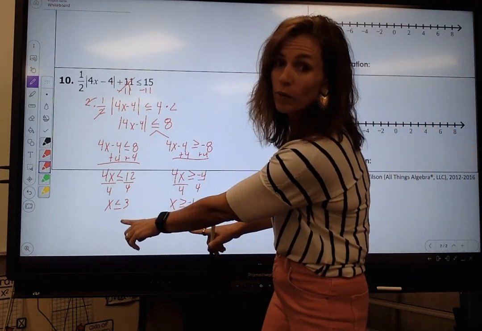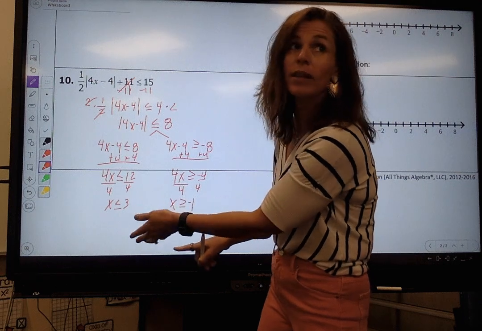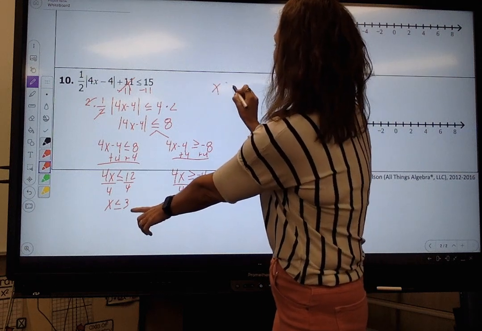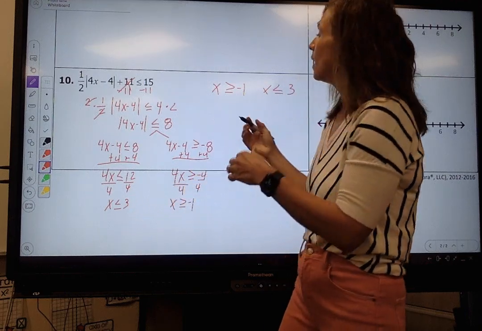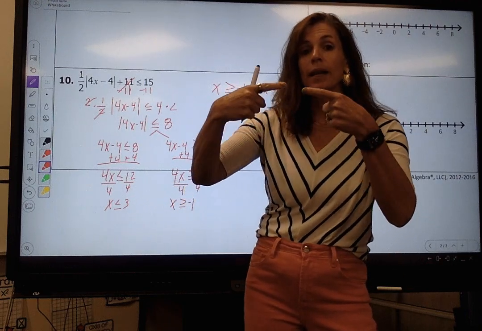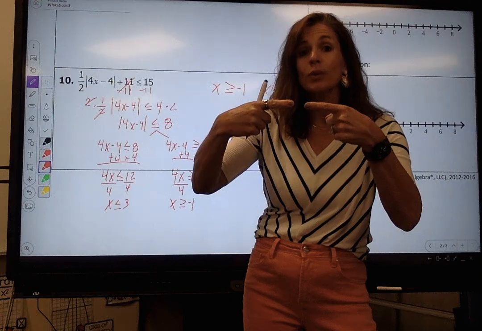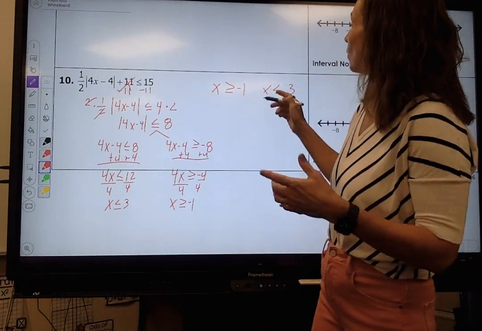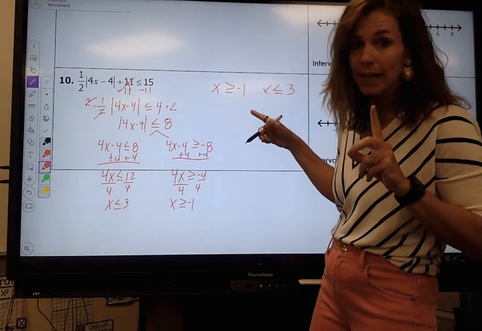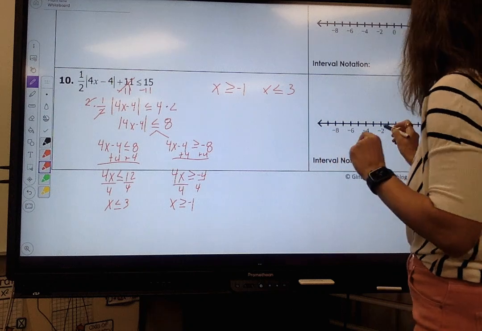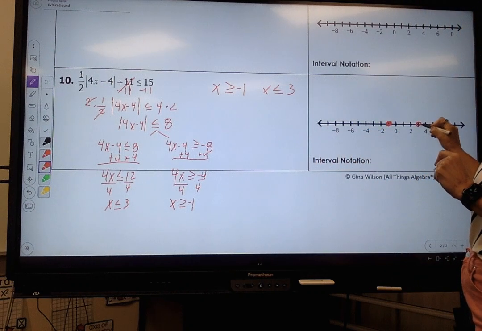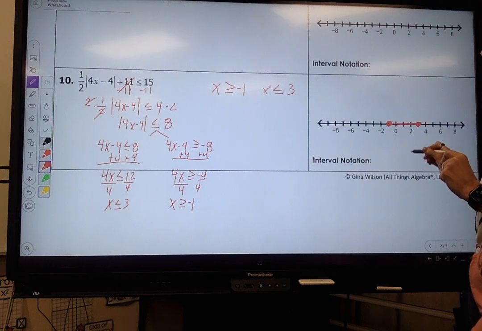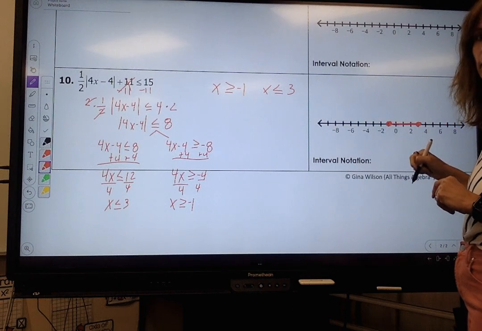I look at my target numbers. They are not lined up least to greatest, so I'm going to rearrange. X is greater than or equal to negative 1, and x is less than or equal to 3. I look to see what happens, and these are going towards each other, so it's an and statement. So I don't write an and statement like that, but I'm going to graph it first. So I get negative 1, closed circle on 3. They go towards each other. I know it's an and statement. I'm going to write my and statement right above it.